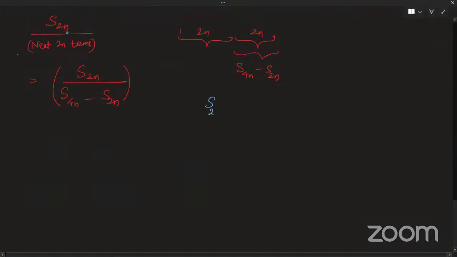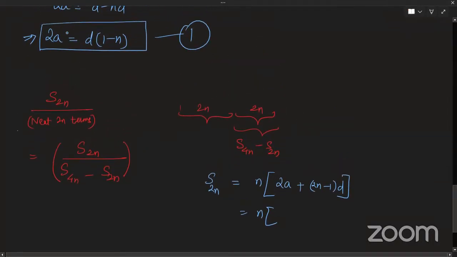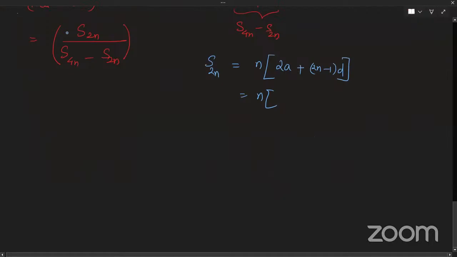So can you first help me find S of 2n? S of 2n is 2n by 2, which is n into 2a plus 2n minus 1 into d, right? Yes, sir. I already have my value of 2a, which is d into 1 minus n. So I'll just substitute it here. So it is d into 1 minus n plus 2n minus 1 into d, right?